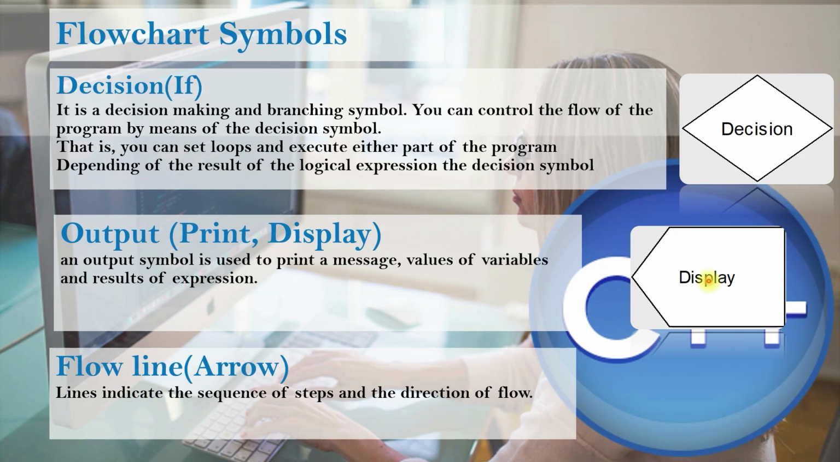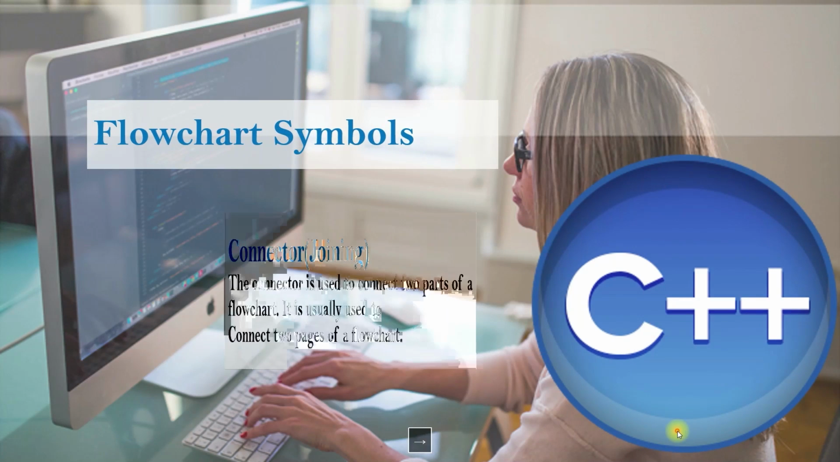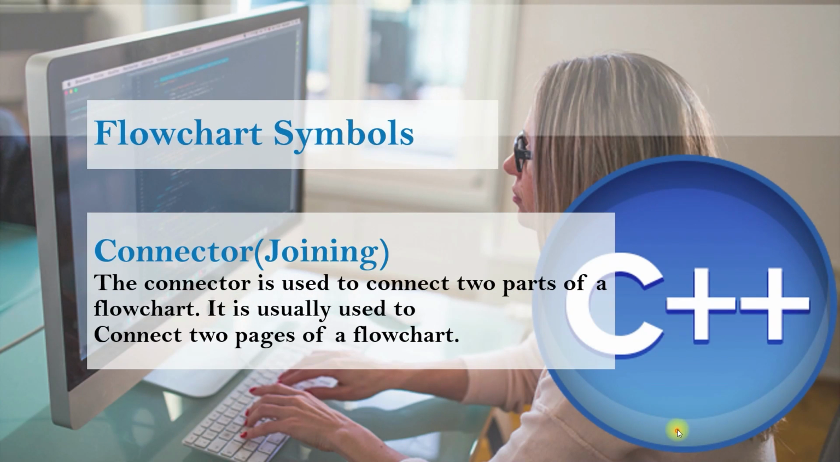And the next symbol is flow line. Look, flow line shows the flow of your flowchart. For example, it starts from upside, ends to the downside. And the symbol for flow line is this one, an arrow. And the last symbol is connector. Look, connectors, as its name implies, connect. But it connects what? It connects different parts of your flowchart.